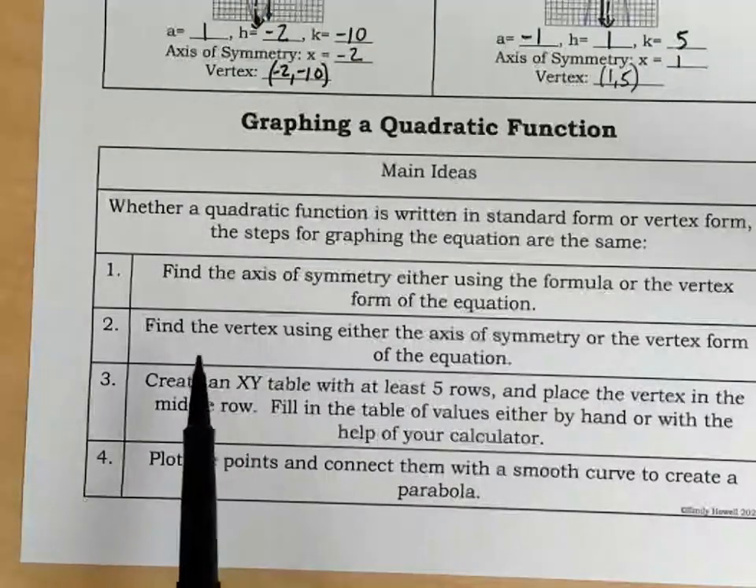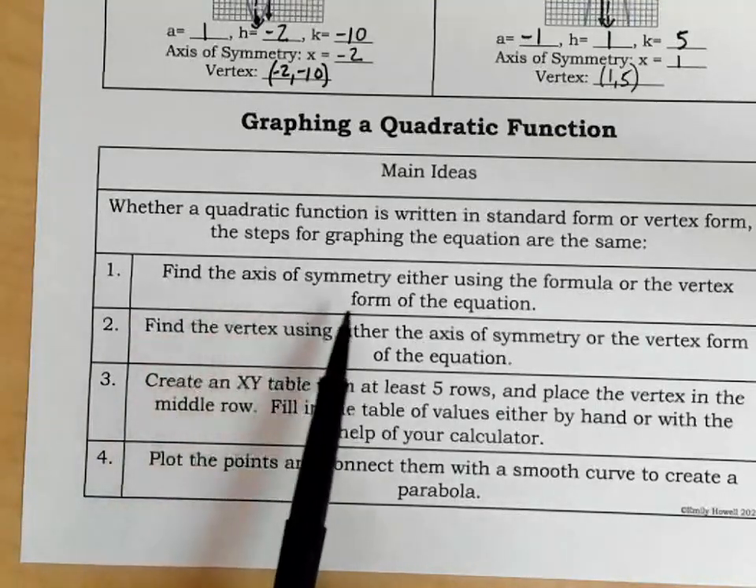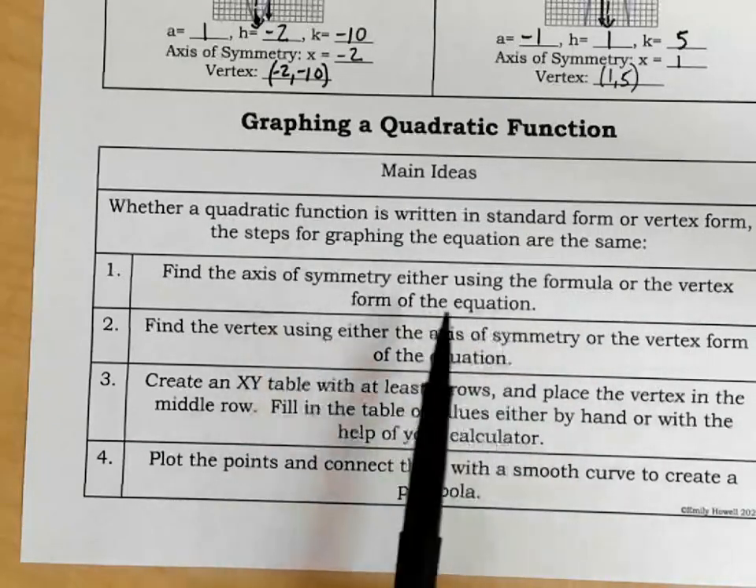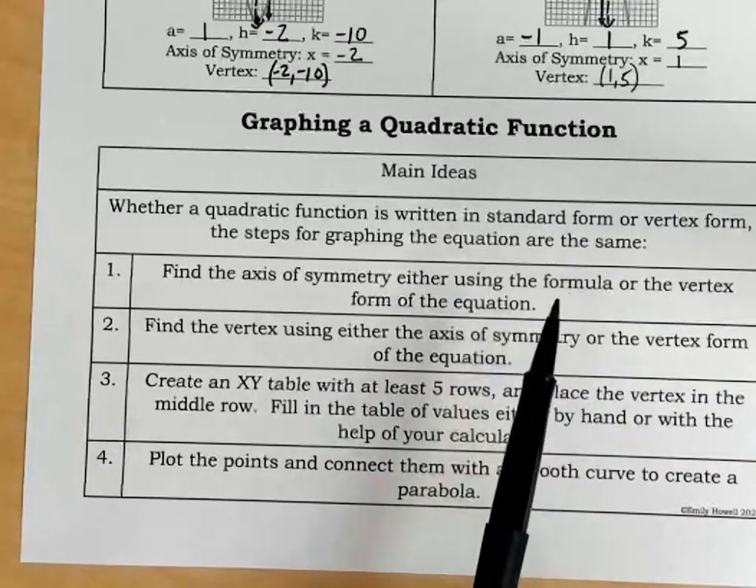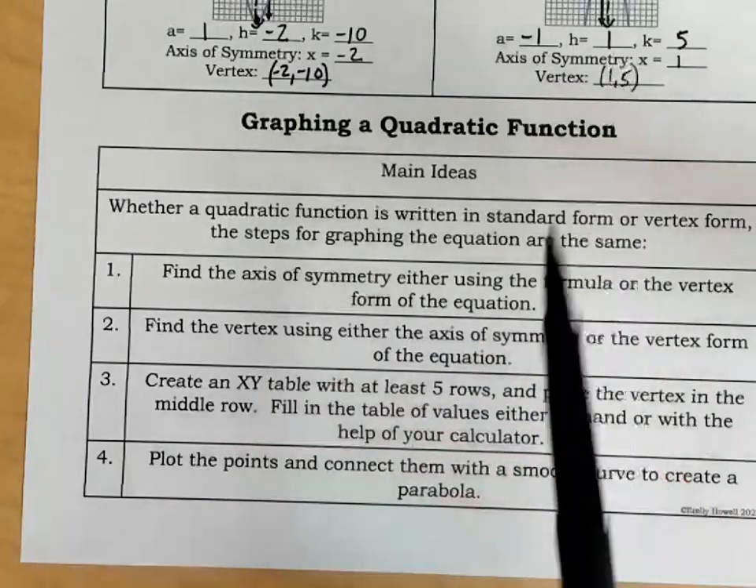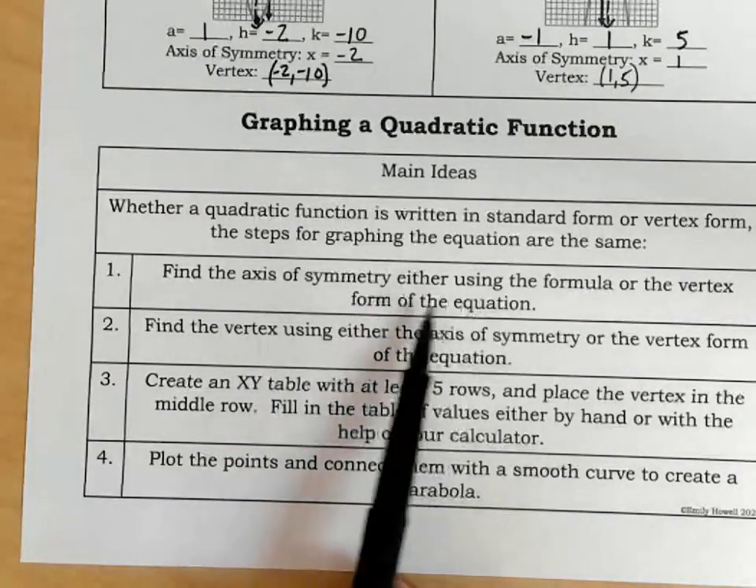One of the steps that we're going to follow for this, the first step is to find the axis of symmetry, either using the formula or the vertex form of the equation. It doesn't matter which one. If you're using the formula from one of the previous methods that we learned, or if you just are looking at that vertex form and you can pull out that axis of symmetry, either way, you need to find that.